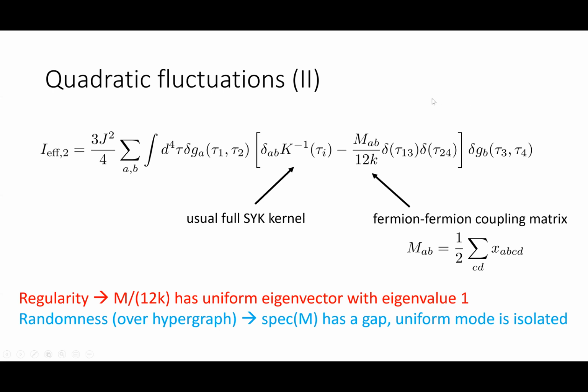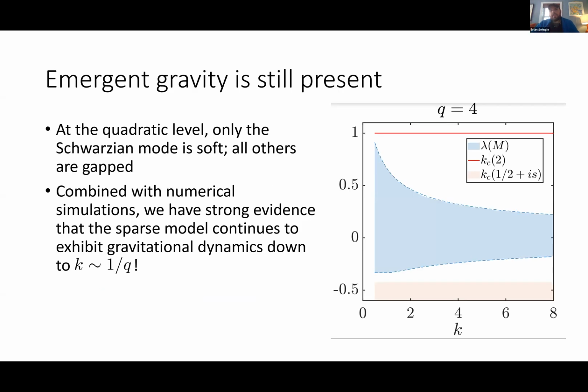So it really comes down to the spectrum of this M matrix. There's always one soft mode, which is the one we want. If there are other soft modes, then we have to think about their physics and understand what they're doing. What we're going to show is that the randomness, like taking hypergraphs randomly or doing the random pruning, has the effect of putting a gap in this matrix M, in such a way that only the uniform mode is soft and all the rest are gapped. So here's a picture of that.